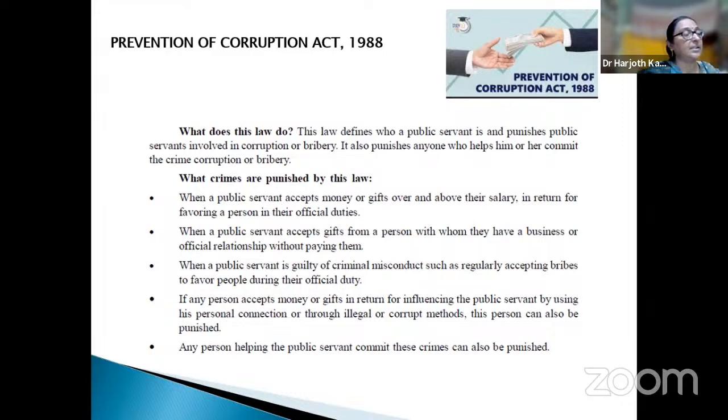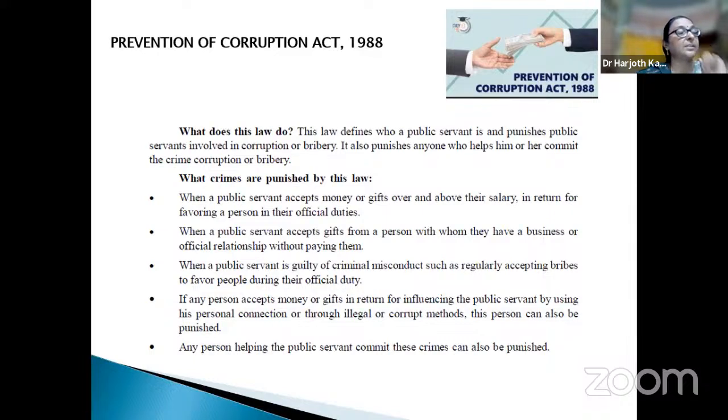Here, public servant is very clearly defined under clause C of section 2 of the Act. The office bearers of registered cooperative societies receiving any financial aid from the government or from a government corporation or company, and the employees of universities, public service commissions, and banks, are all public servants. So in short, we can say all government employees.